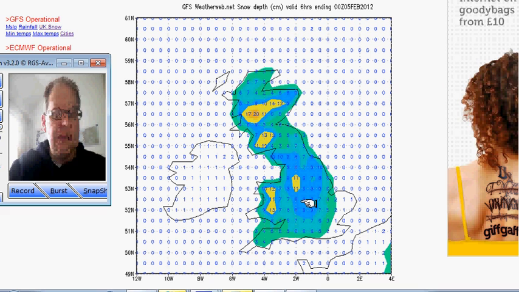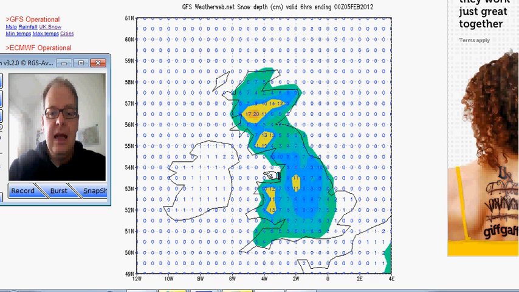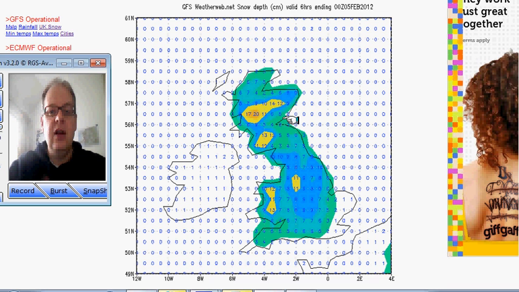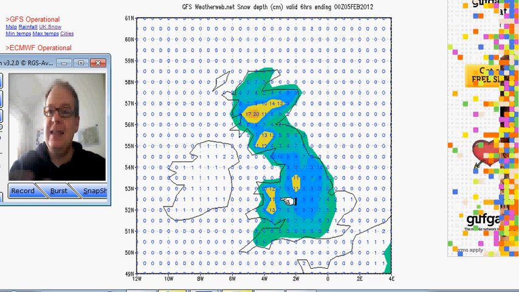These are depths in centimetres. I think they're really overestimated, and you do have to remember that the model here and here is looking at high ground, but at low levels it's predicting 7 centimetres.